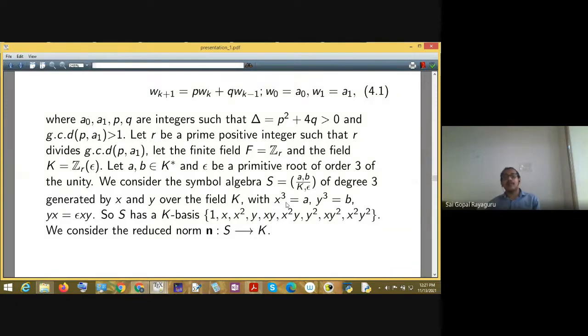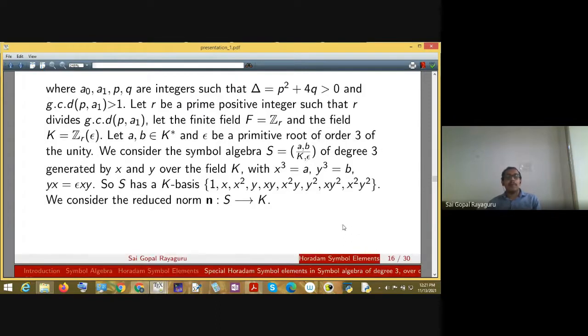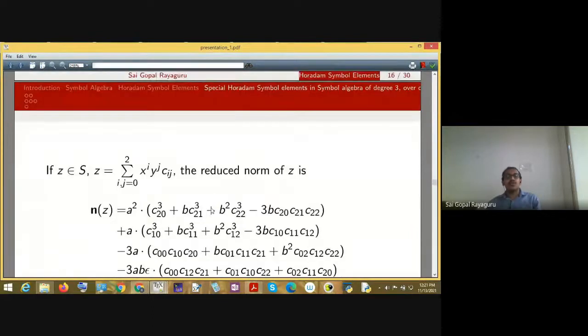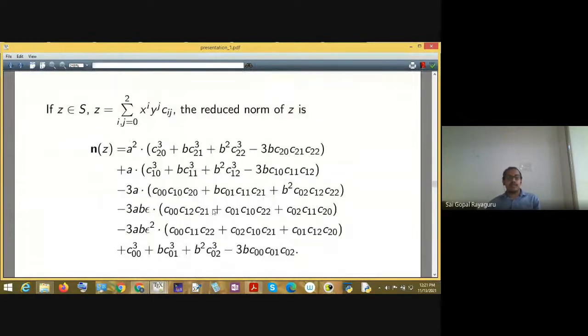So obviously this is the property: x cube is equal to a, y cube is equal to b, yx equals epsilon xy, and it has a basis. So we consider the reduced norm n of any element of this symbol algebra. This reduced norm was defined by Sabin and Plaut and Sabin in the earlier paper, while they studied Fibonacci symbol elements. So that norm looks something like this.